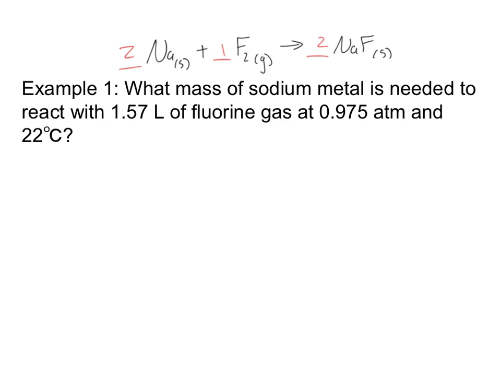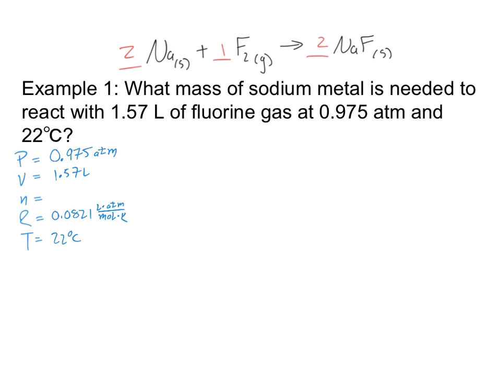Okay, so now that I've got that squared away, let's take a look at our very first example problem. And we're going to do this in two parts. The first thing that we need to do is identify that the problem is asking us what mass of sodium metal is needed to react with 1.75 liters of fluorine gas at 0.975 atm and 22 degrees Celsius. So the first thing we're going to do is use the ideal gas law to go ahead and identify our variables. And just like before, we had P, V, and RT, and I'm going to take a second to go ahead and fill these values in.